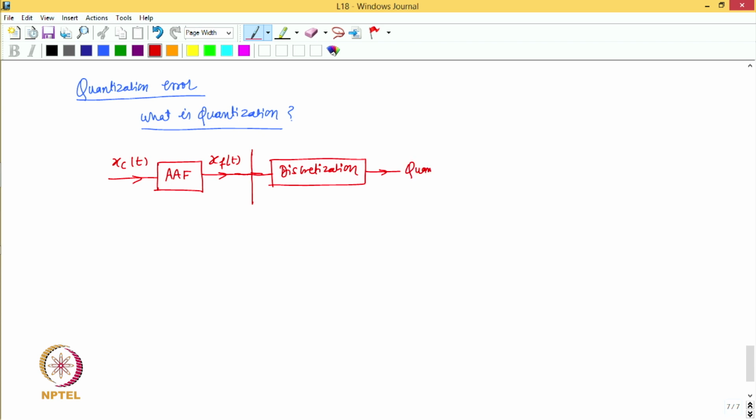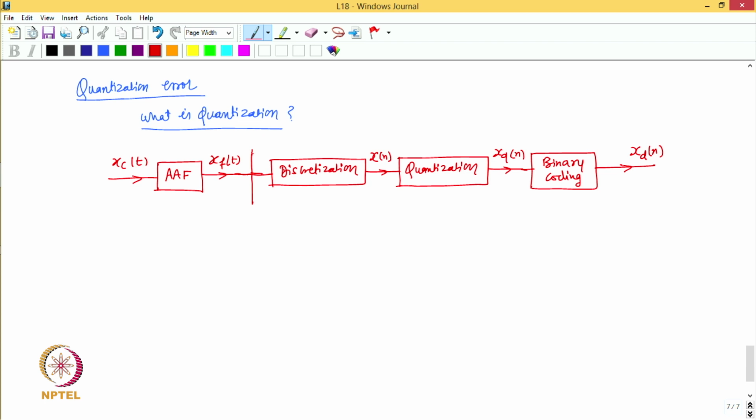So, we have quantization. We have here the discrete signal x[n], and then we do the quantization. Let us call it x_q[n], and then the signal is converted to a digital signal by binary coding. So, this basically gives us a digital signal x_d[n]. All these three processes are carried out by the A to D converter.